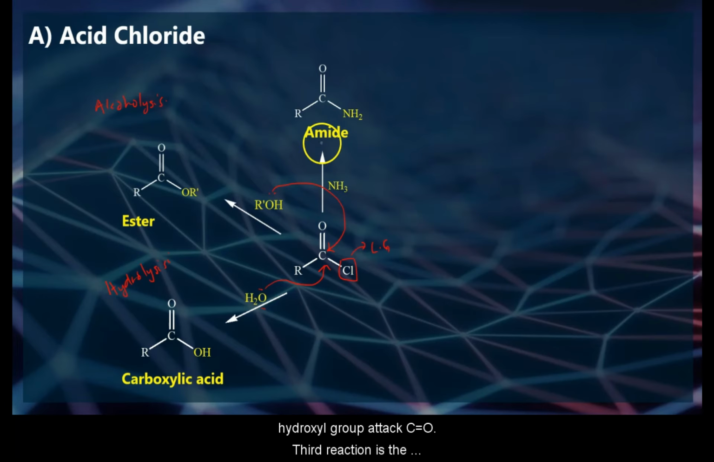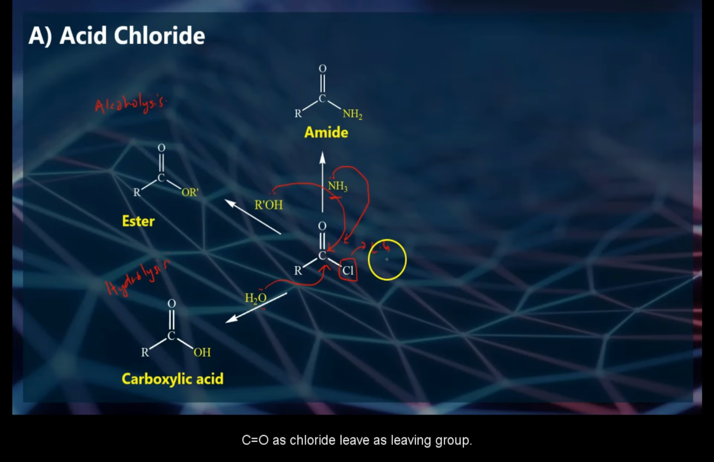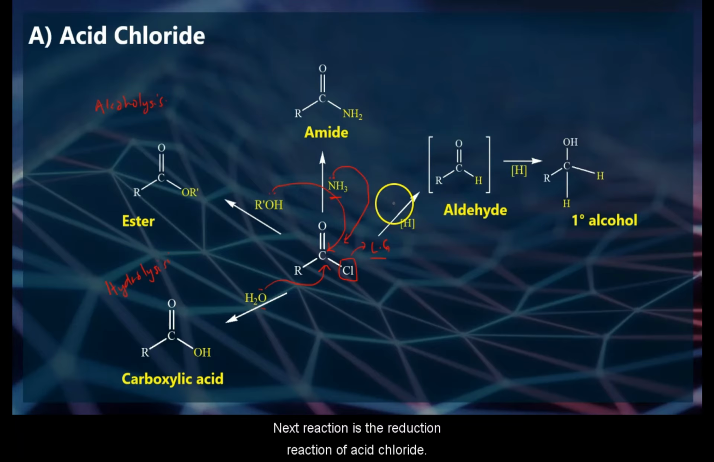Third reaction is the aminolysis reaction. In this reaction, acid chloride is treated with amine to form amide. Lone pair on nitrogen will attack the C double bond O, as chloride leaves as leaving group. Next reaction is the reduction reaction of acid chloride. In this reaction, acid chloride is reduced until we get the final product, which is primary alcohol.